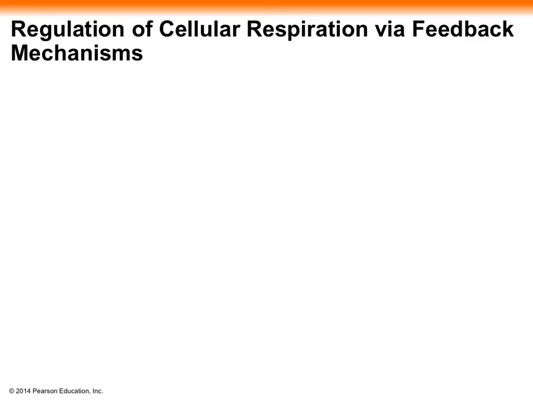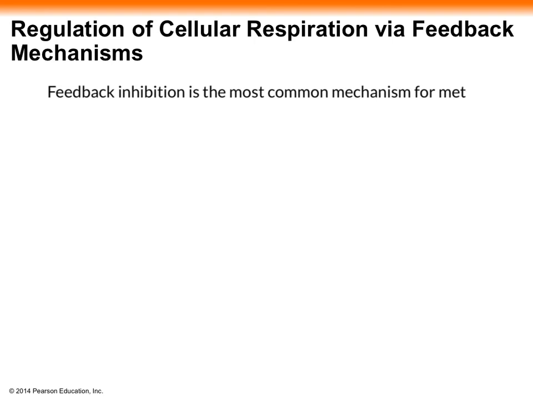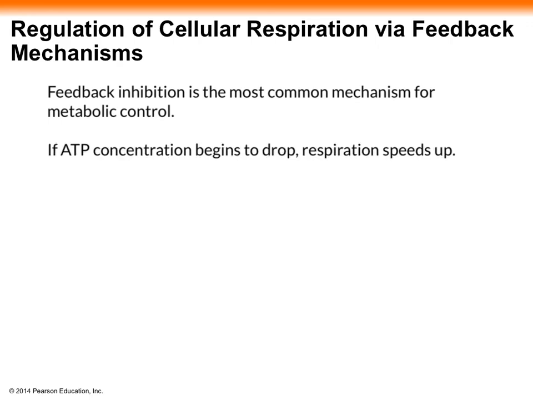Let's talk about the regulation of cellular respiration. Now, all the metabolic reactions that occur in living organisms need to be regulated so that they're not occurring when the body does not need them to occur. Feedback inhibition is the most common mechanism for metabolic control. An example of feedback inhibition for our specific cellular respiration is that if ATP concentration begins to drop, then respiration is going to speed up. However, when there is plenty of ATP available, then respiration is going to slow down.